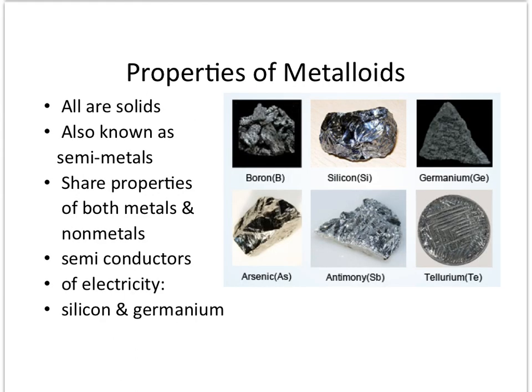And then you have your metalloids. Your metalloids are all solids, also known as semimetals. They share properties of both metals and nonmetals. They can be semiconductors of electricity, meaning sometimes they are good conductors and sometimes they're not. And two of the most probably popular semiconductors are silicon and germanium.